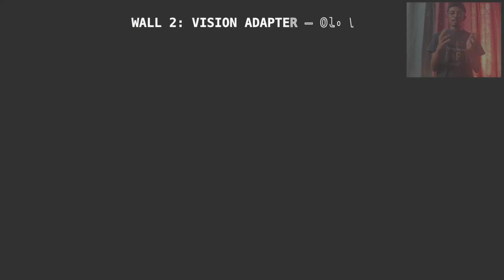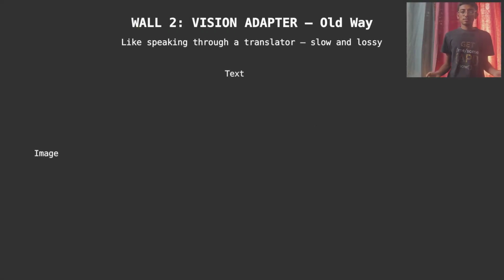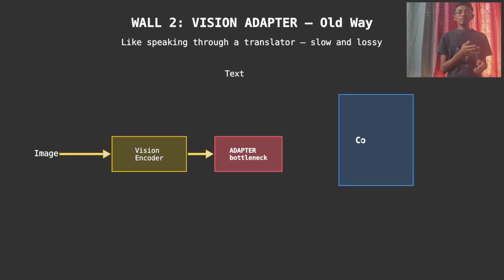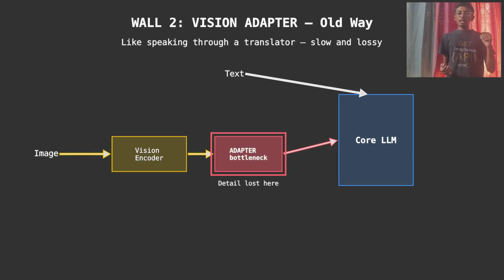Now let's come to the second wall, the vision adapter layers. The older vision language models like Qwen 3VL, of the last generation, used a vision adapter architecture. The image arrived and got processed by a separate vision encoder like ViT and then got shoved through the adapter bottleneck layer to translate it to text tokens. So basically, the entire image was translated into text, and then that was fed to the LLM.